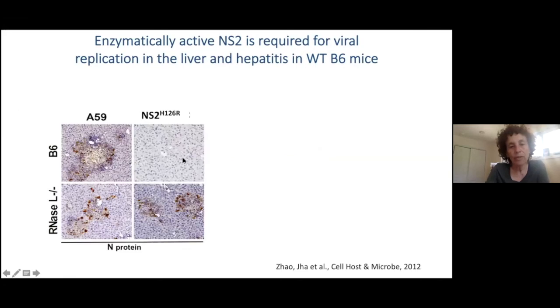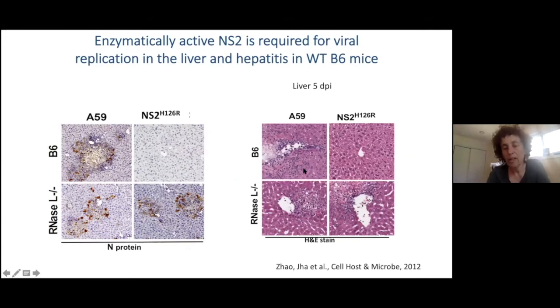This is also reflected in staining of liver tissue from these mice. The wild-type virus can express antigen quite robustly in livers from wild-type or mutant mice, whereas the mutant virus barely shows any protein expression in the liver of wild-type mouse, but recovers in RNase L knockout mice. This is nucleocapsid protein staining. The same is true if we look at H&E staining. There's really no pathology in the mutant virus infected wild-type mice, whereas we see quite a lot in the RNase L knockout mouse, and the wild-type virus can produce similar pathology in either mouse genotype.